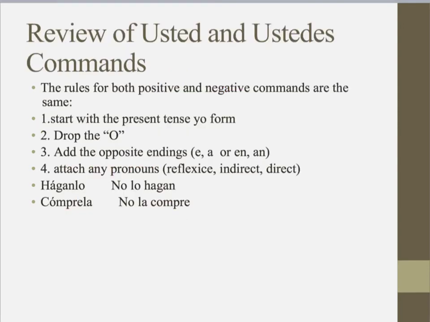And then to end, we're going to talk about usted and ustedes commands. So the rules for both positive and negative commands are the same. We start with the present tense yo form of the verb, drop the O, and we add the opposite endings. For an usted, it's going to end in E or A. For ustedes, it's going to end in EN or AN.